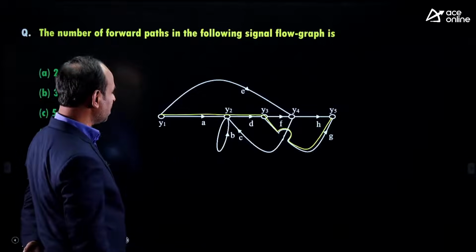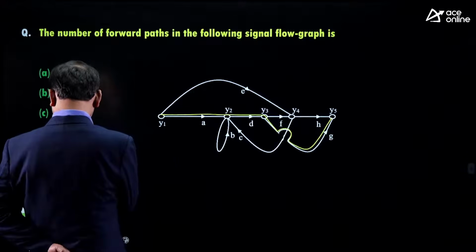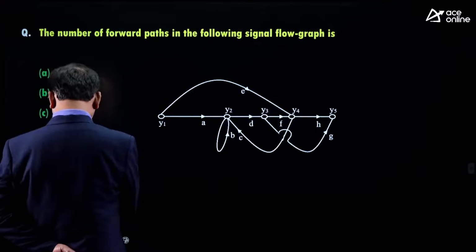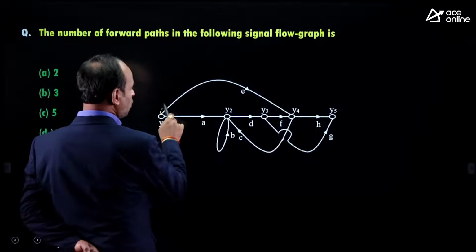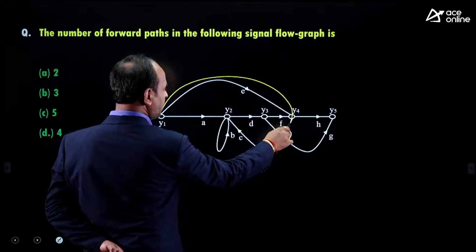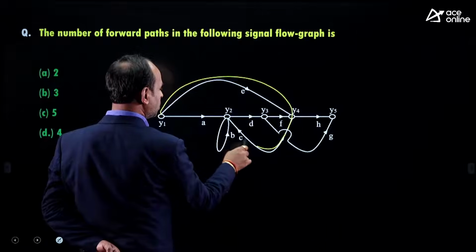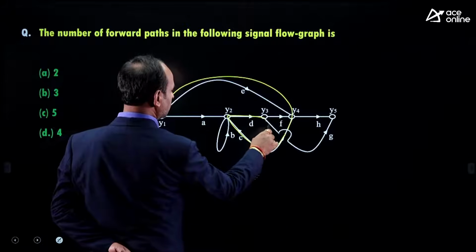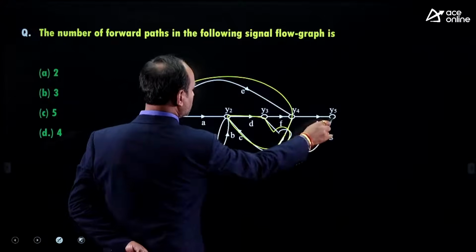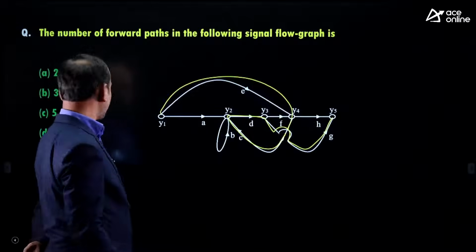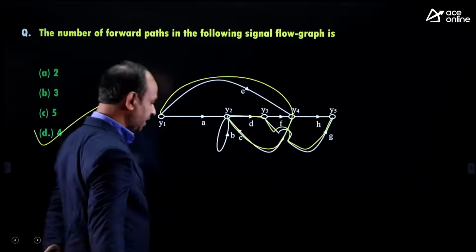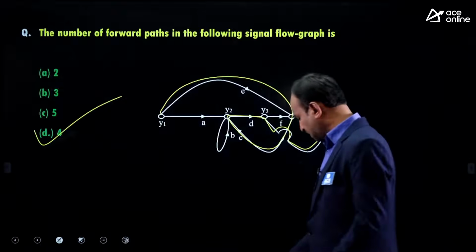Now I'll remove the third forward path and go for the fourth forward path. Observe the fourth forward path here. It is not touching any node twice, touching all the nodes, touching each only one time. Wow, super. So the total number of forward paths is 4, dear. So option D is the correct answer.